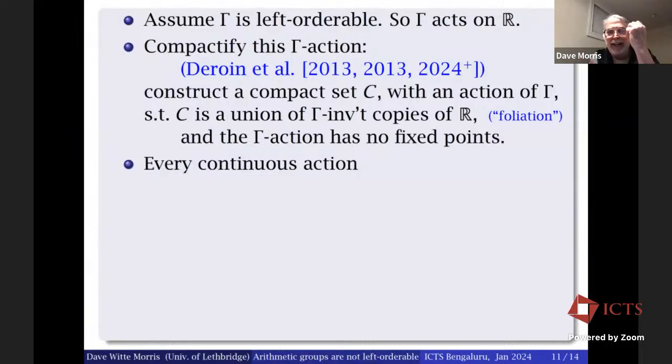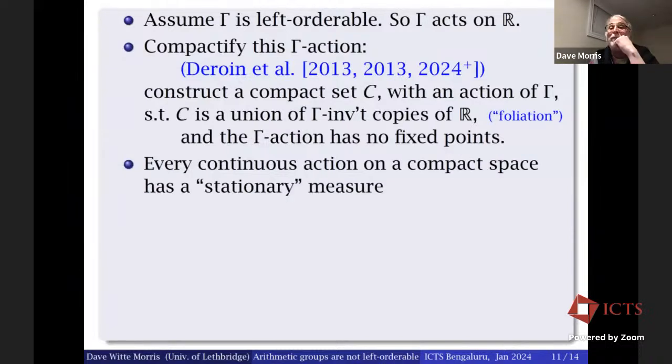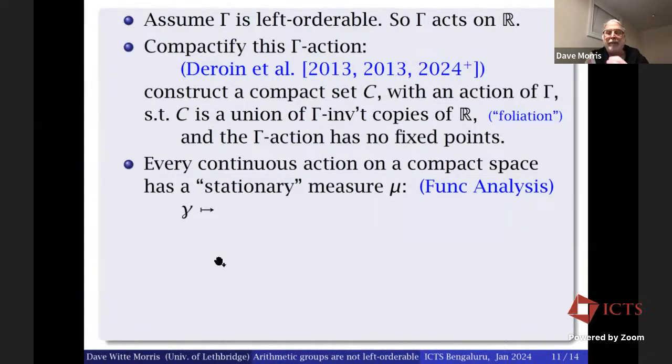Okay, well, actually, we saw basically in the last talk that if you have an action on a compact space, there will always be a stationary measure. And that was defined in the last talk, but let me give the way I think of a stationary measure for the purpose of this talk. So let's suppose we have a stationary measure mu.